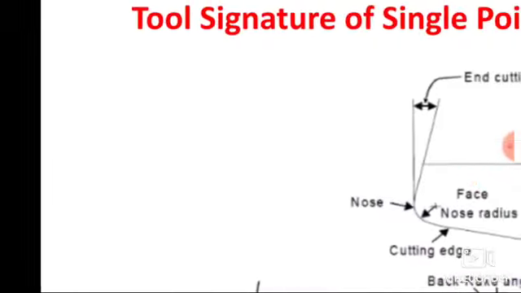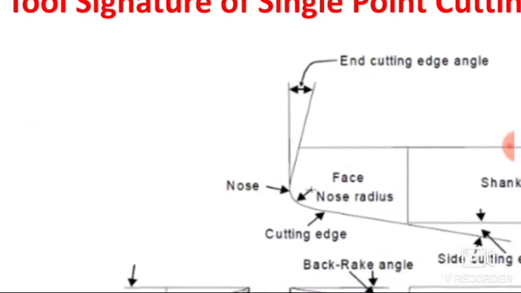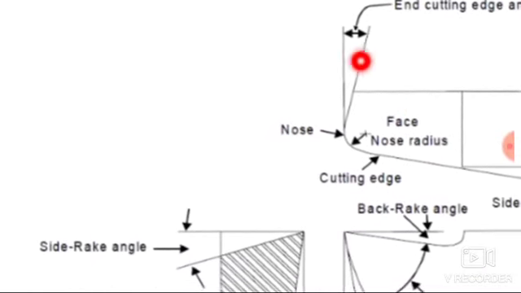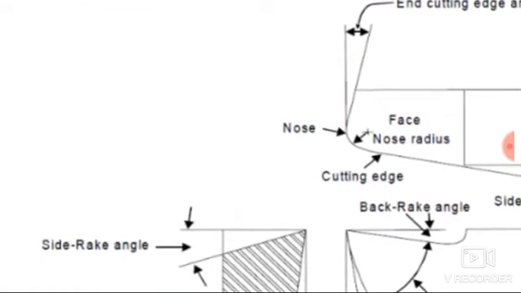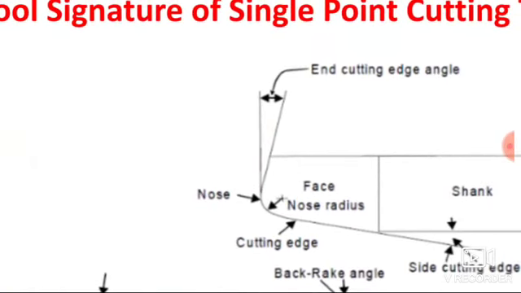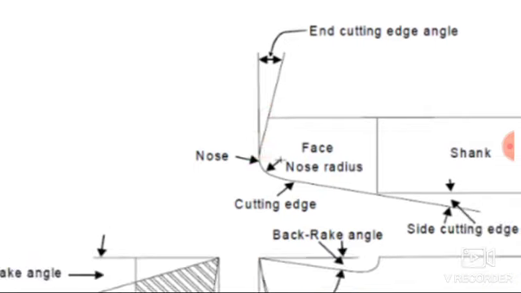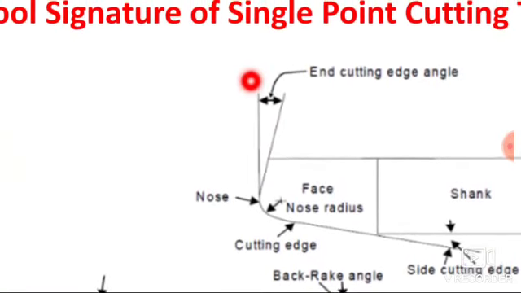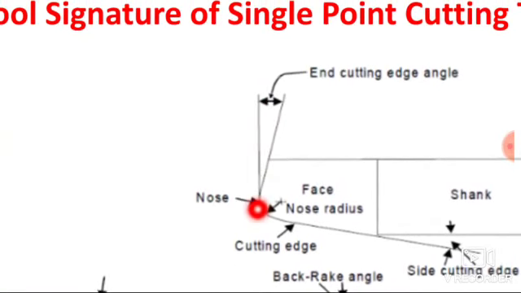Now the next angle, that is the end cutting edge angle. Here you can see the end cutting edge angle. The angle made by the end cutting edge and the line perpendicular to the shank of the cutting tool is known as the end cutting edge angle.